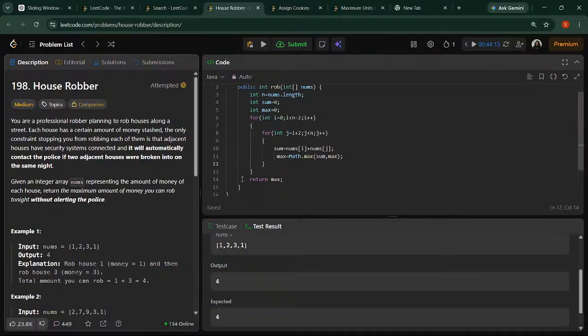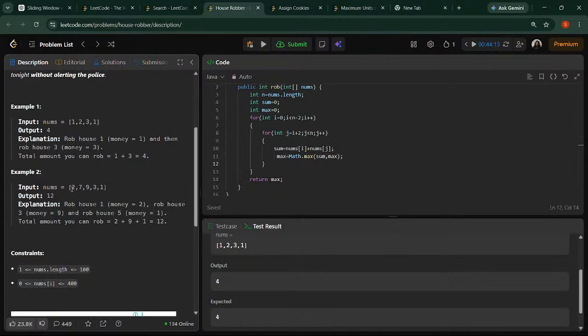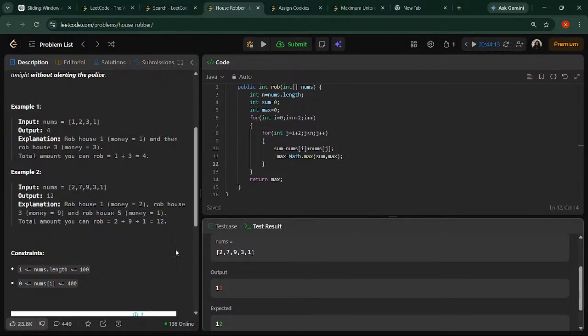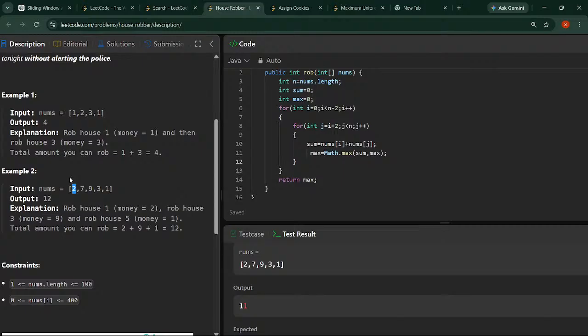Yeah, where was I? 2 plus 9 will be 11 and 2 plus 3. Okay, this case is not working. Let me see why. Like, I suppose 2 and 9 was, the robber can't rob the adjacent houses, so I will be moving one step ahead. Right? 2 plus 9 will be 11. So in our max, I will store 11. Then 2 plus 3 is 5 and 2 plus 1 is 6. First, we got stored here 11, right?